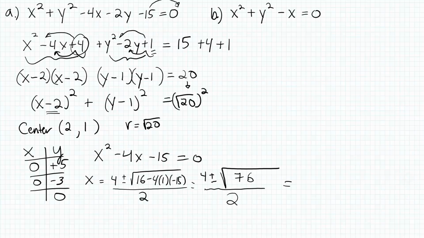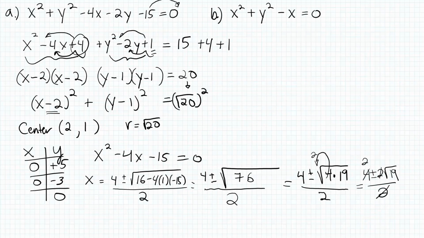All right, so 76 is 4 times 19, so we can say 4 plus or minus the square root of 4 times 19, all divided by 2. And then finally, the last step of this is to say the 4 can come out here as a 2, and that'll give you 4 plus or minus 2 square roots of 19 over 2. Then the 2 can cancel out with these guys, so you'll end up having 2 plus or minus the square root of 19. So those are our x-intercepts, 2 plus or minus the square root of 19, comma 0.